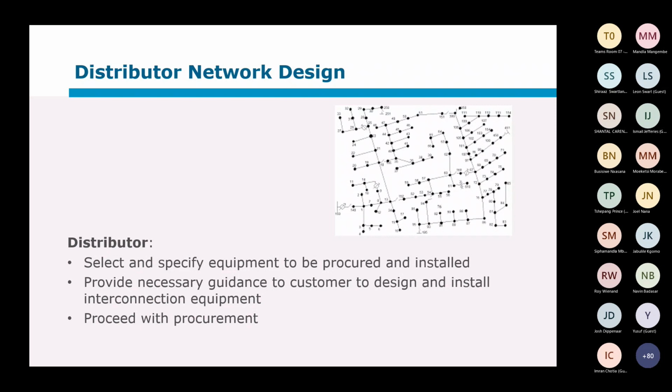There's the mechanical design, all of that, and the civil design. So we need the towers, we need the foundations, all of that, which they also mostly select from tools that have been developed over years. That's part of this select and specify the equipment to be procured and installed. Then you will assist the customer to design and install the interconnection equipment from their side, because you want this to be a smooth transition. And once the design is completed, you can start the procurement process.